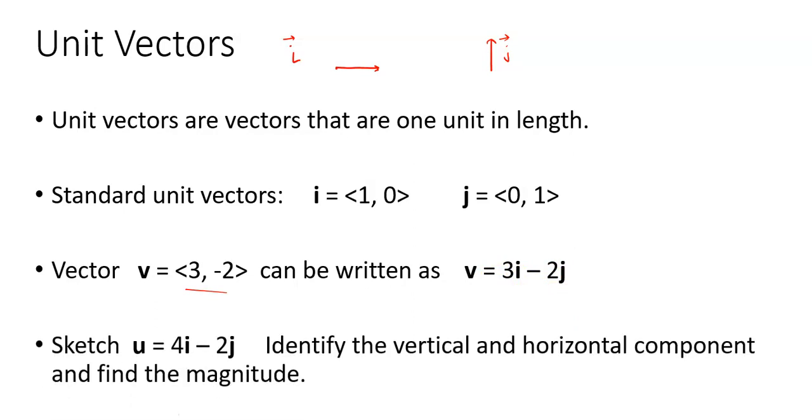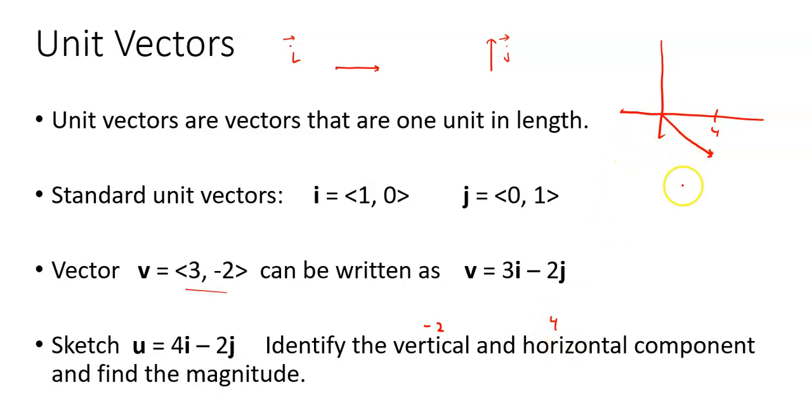All right, so what does 4i minus 2j look like? I'm going to try to put my work up in the corner here. 4i means 4 in the positive x direction. -2j is 2 in that direction. So that's what the vector looks like. All right, the vertical component is -2. The horizontal component is +4.